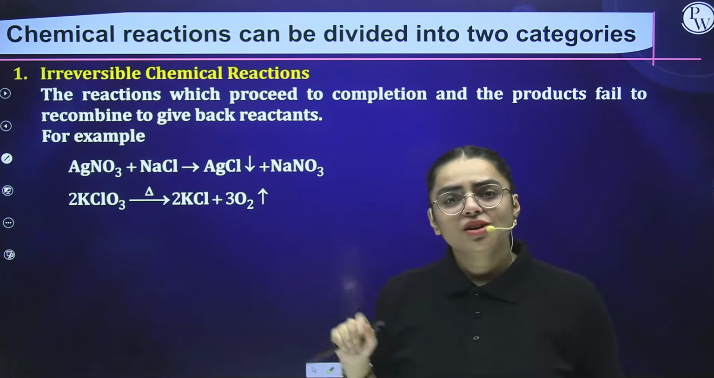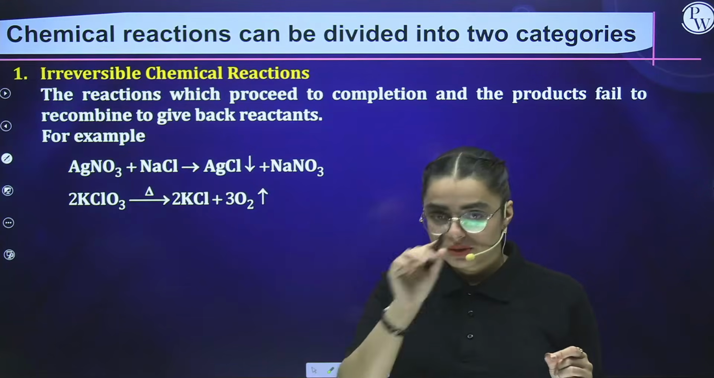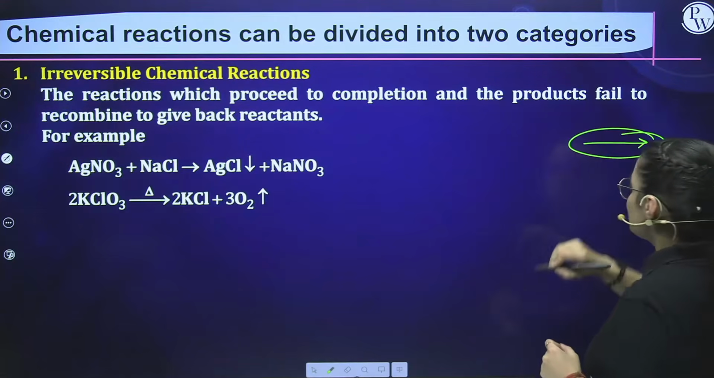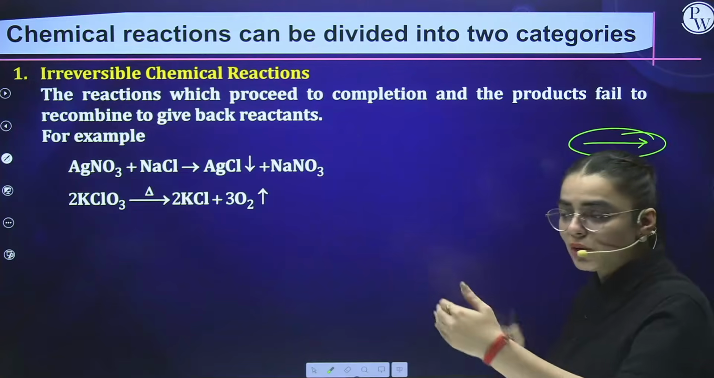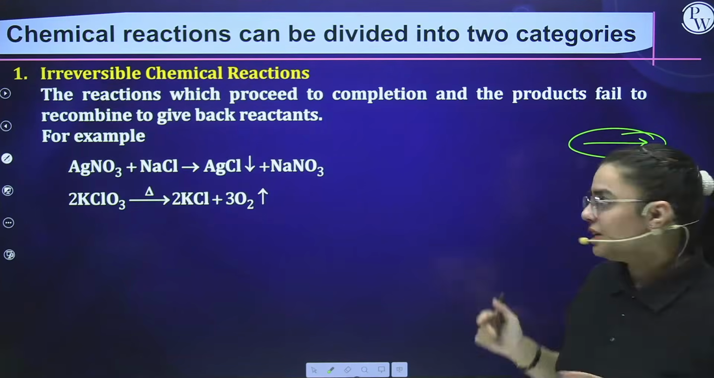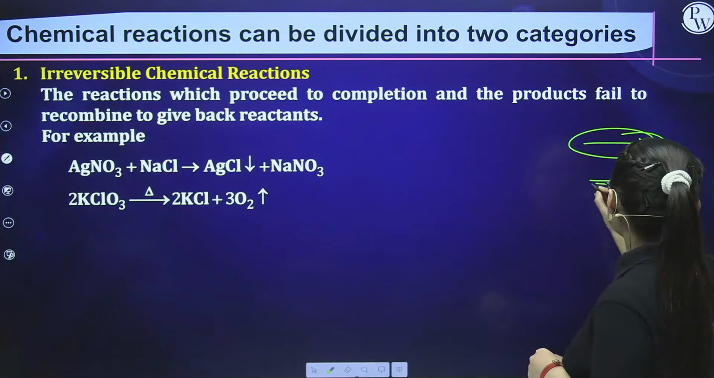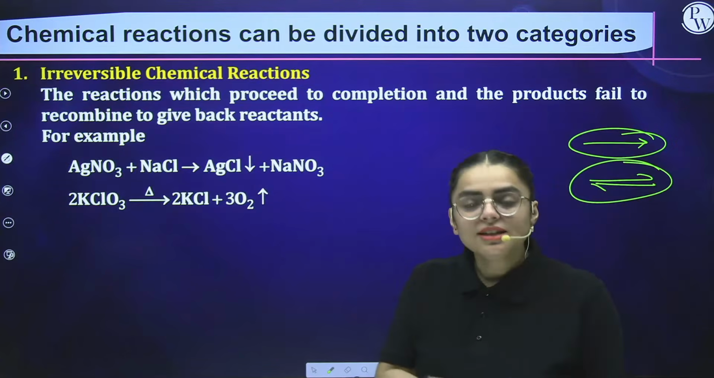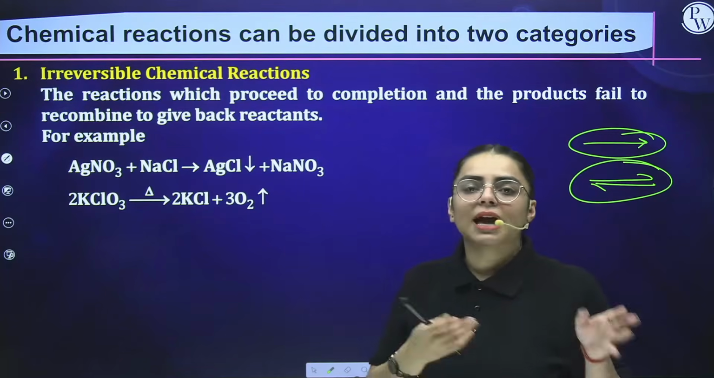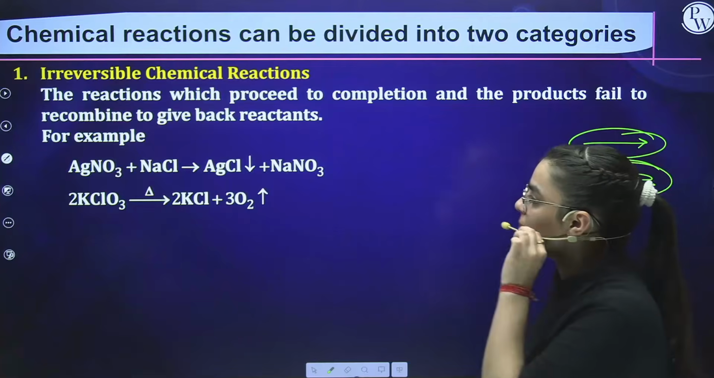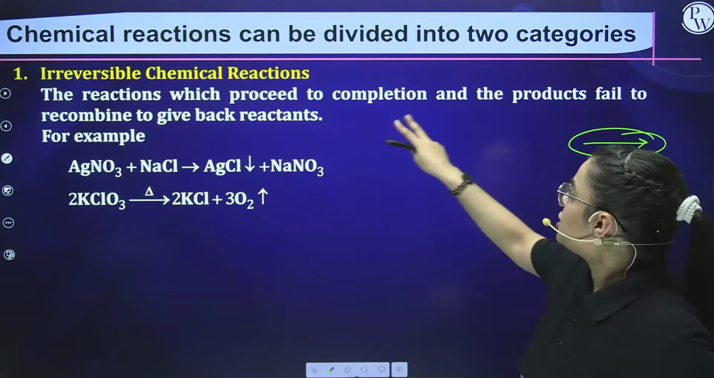So when I was telling you about the concentration, I was telling you during the definition of this sign that this sign basically is used for the irreversible one, when the product cannot be converted back into reactant. But yes, when this sign is used, it is used for the reversible one, when the reactant gets converted into product and product can be converted back into reactant. So first of all, we are going to see the irreversible chemical reaction, the reaction which proceeds to completion.